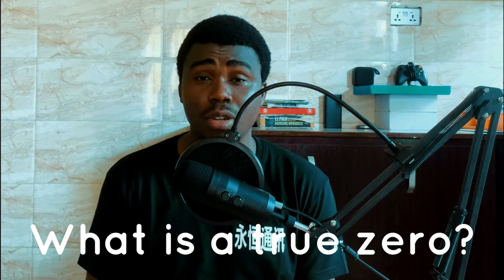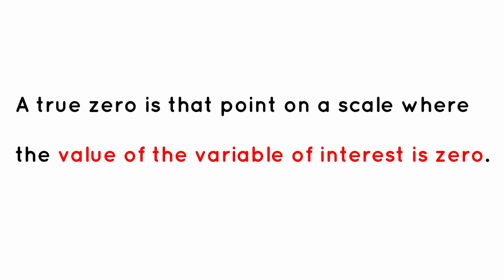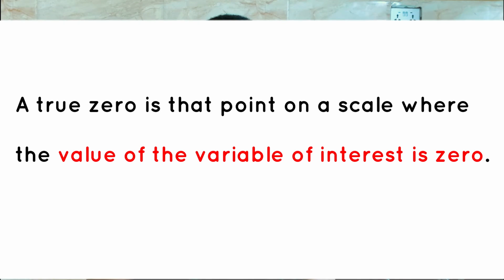So it's time to talk about the interval scale and the ratio scale, and I would like to start with the ratio scale. One of the properties that distinguishes the ratio scale and the interval scale is the concept of a true zero. And that brings the question, what is a true zero? A true zero is that point on a scale that tells us that it is possible for us to have a zero value of the variable of interest.